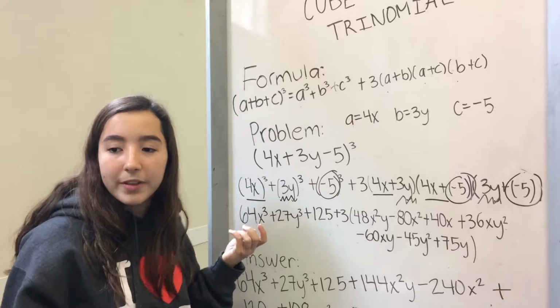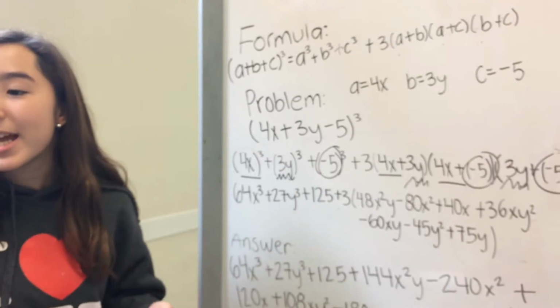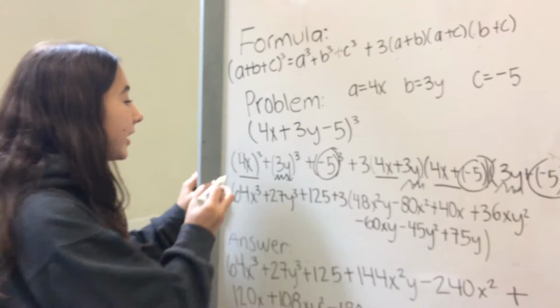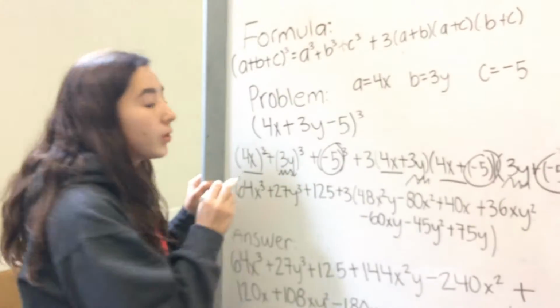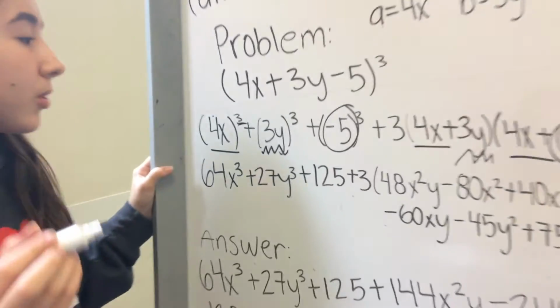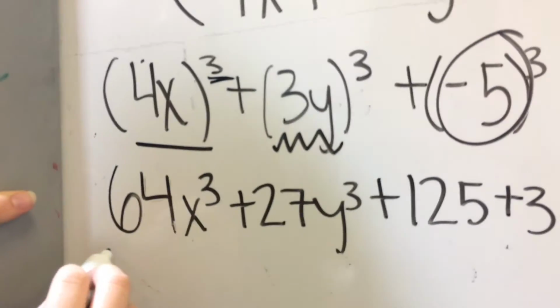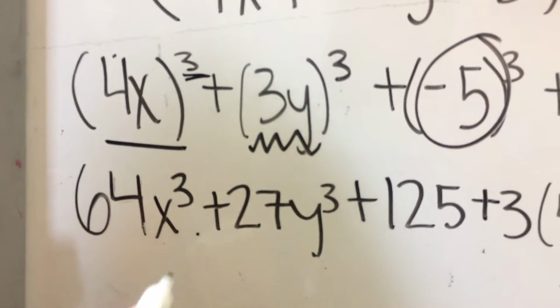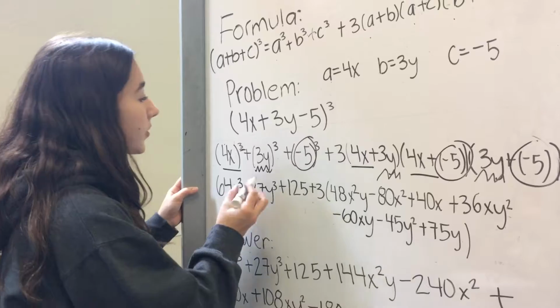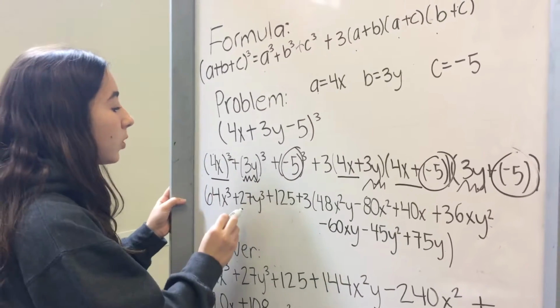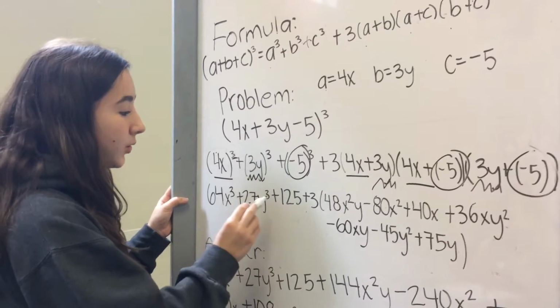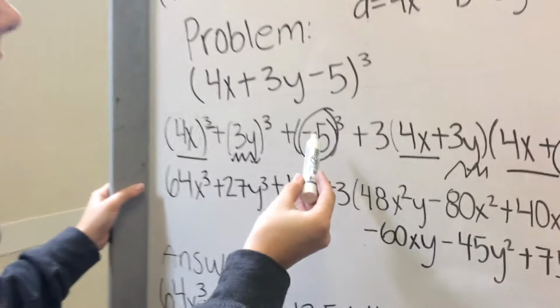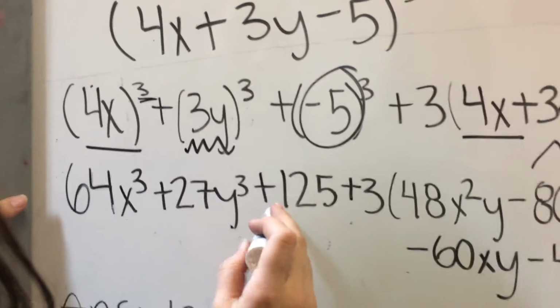So what will be 4x to the cube? 16x squared. Oh, remember that is when it is squared, but here it is cubed. So we are going to multiply 4 times 4 times 4, so it will be 64x cubed. That will be with the rest of the numbers. So 3y cubed will be 27y cubed. And negative 5 cubed will be negative 125.